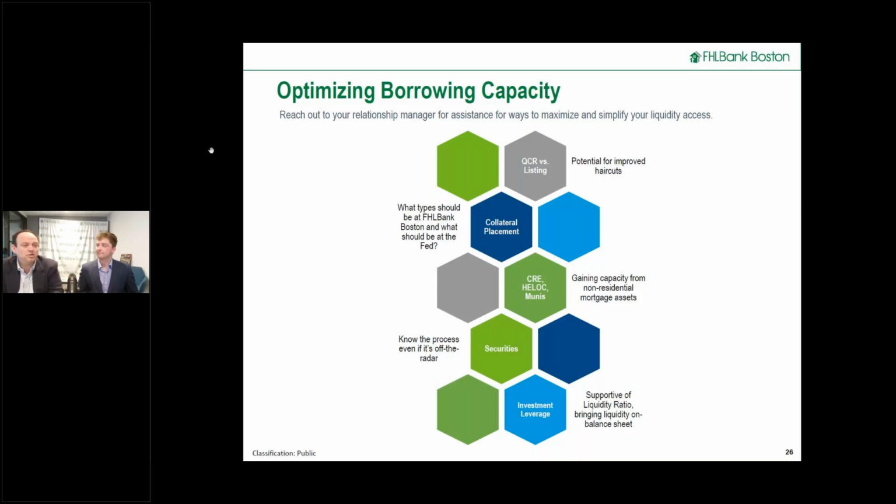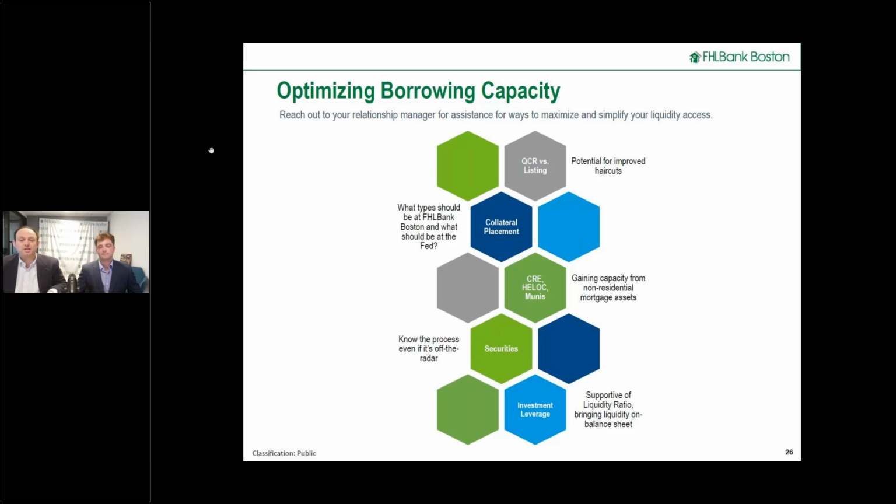If you're currently using the QCR method, a switch to listing the collateral could lead to improved haircuts, and that's going to increase your borrowing capacity. A lot of discussion, as I mentioned, about the collateral that you have with us versus at the Federal Reserve. So the Fed takes a wider range of collateral types. They don't have the narrower housing emphasis that we do. So they'll have things like auto loans and different types of non-MBS securities and things like that.